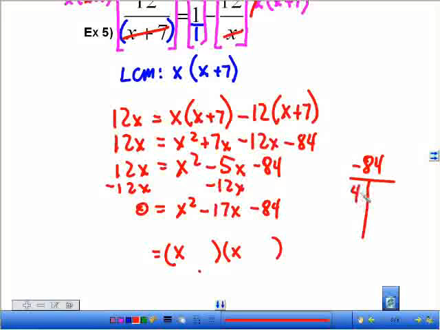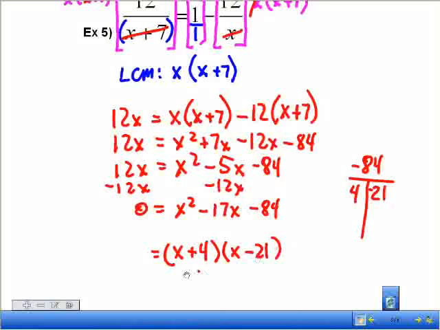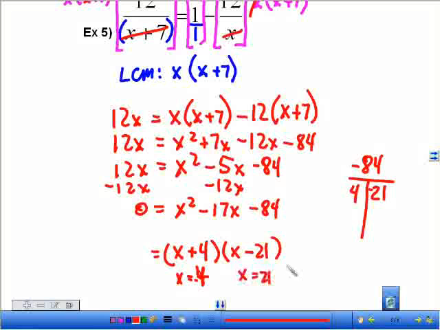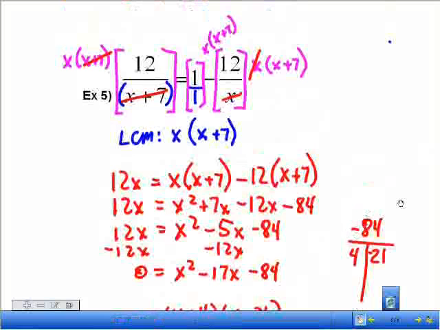So if we say 4 times negative 21, that should give it to us. So we have x plus 4, x minus 21. And that's going to give us x equals negative 4 and x equals 21. Let's check it back in our original, the negative 4 and the 21.